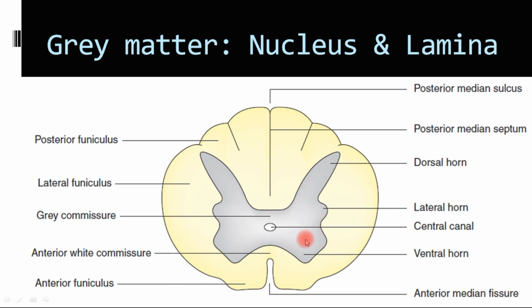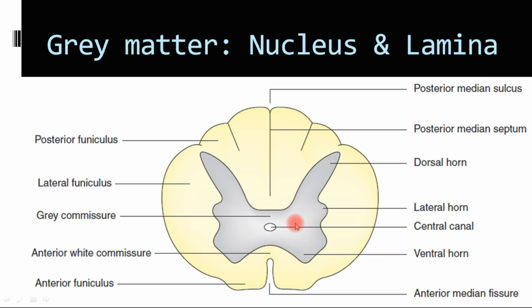It is H-shaped, and the subdivisions of this grey matter are: posteriorly, the dorsal horn; the intermediate, lateral part, called the lateral horn; and anteriorly, the ventral horn of the grey matter of the spinal cord. So the grey matter is further divided into dorsal horn, lateral horn, and anterior horn. Similarly, the white matter is divided into posterior funiculus, lateral funiculus, and anterior funiculus. So these are the major subdivisions of the white matter and grey matter.